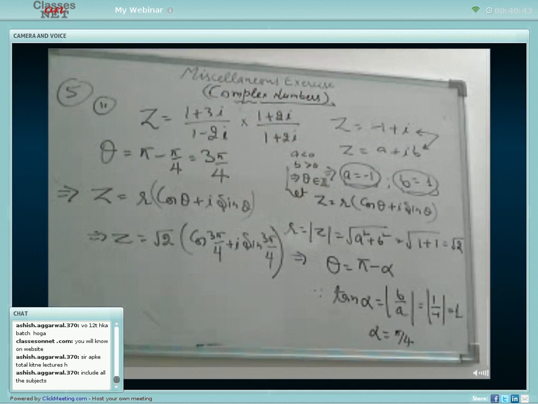6 to 10 are the same question. I would like to discuss any one out of them. Let us discuss question number 8. What is that? 27x square minus 10x plus 1 equal to 0.